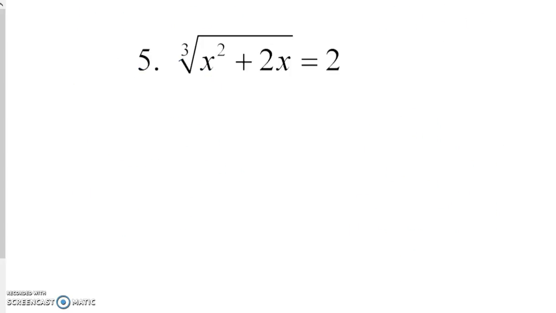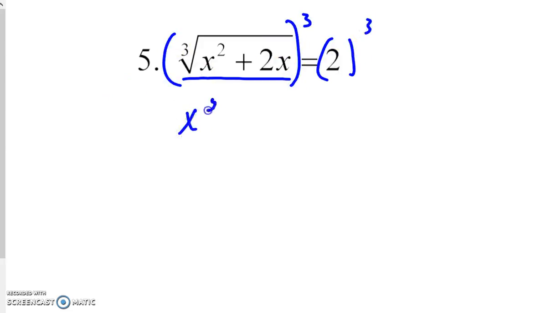So if you would, let's look at this. This one has two things under the radical, but if you look at the problem, this is the only thing on this side of the equal sign. So at this point, I can take this and cube it. I can take this and cube it.